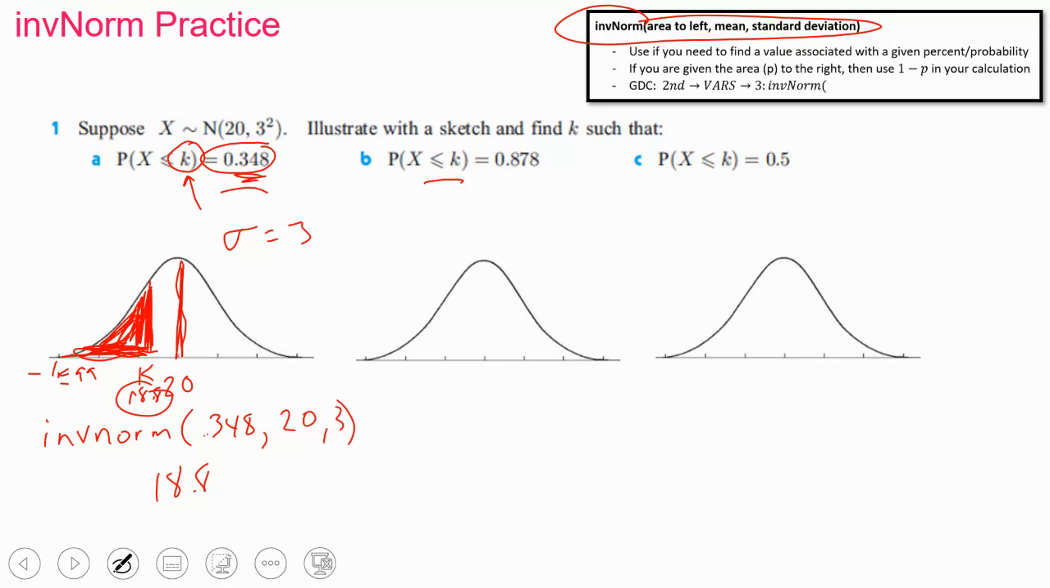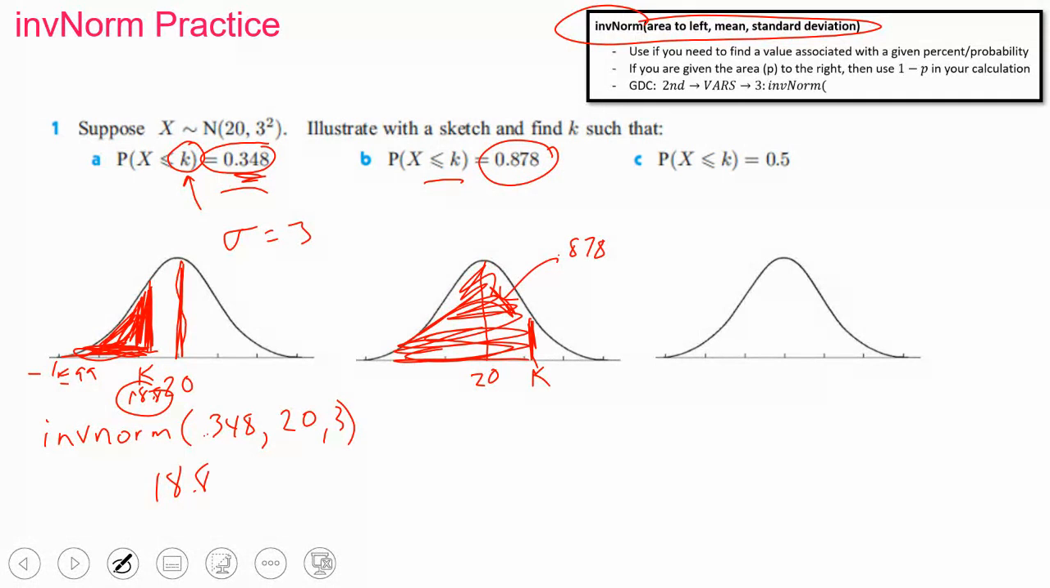Okay, so again, there's my mean. This time the area to the left of the number is 0.878. So that means my K is over here. So all of this is what we're talking about. That's 0.878.